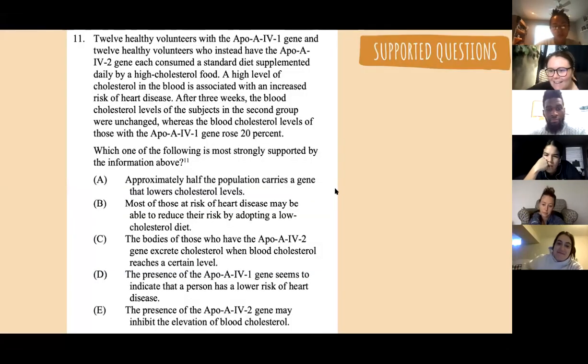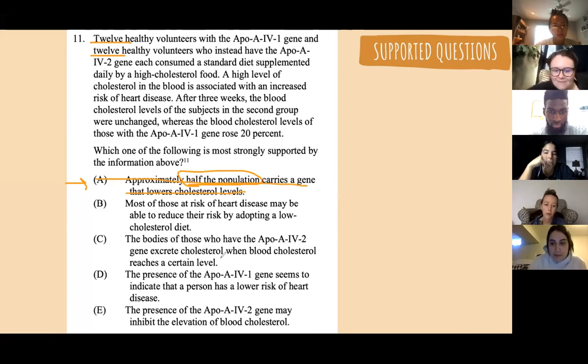I have A. All right, so do you like it or not like it, and why? I don't like it because I think it's already too strong with half the population. This study was only 24 people total. Yeah, we have no idea who has what gene. Excellent. But I think a lot of people see 12 and 12, that's 50%, but it's just a study. We don't know about the population. Excellent.